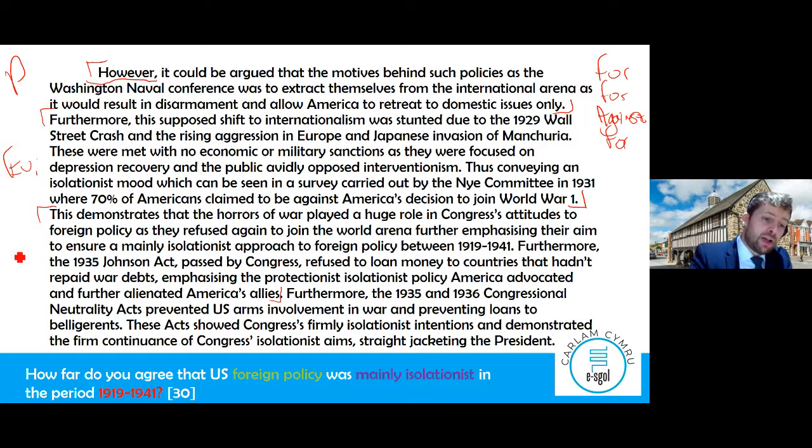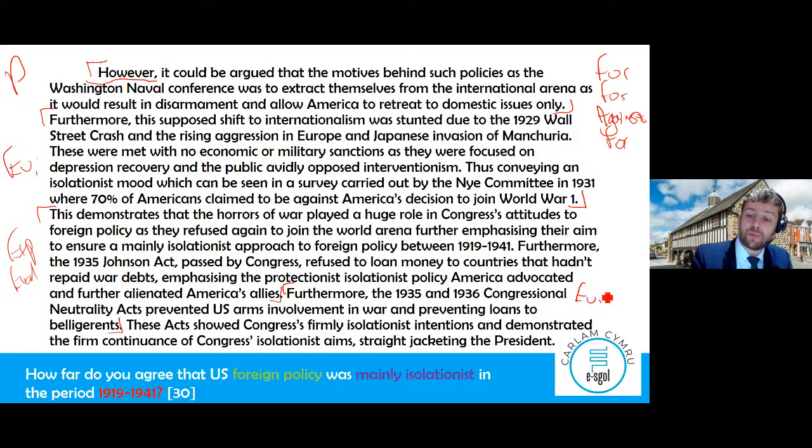So there we have our explanation and our evaluation. In fact, apologies, it's the next sentence on, isn't it? Furthermore, the 1935-1936 Congressional Neutrality Act prevented US arms involvement in war and prevented loans to belligerents. That is more explanation, or actually, in fact, it is more evidence again, isn't it?